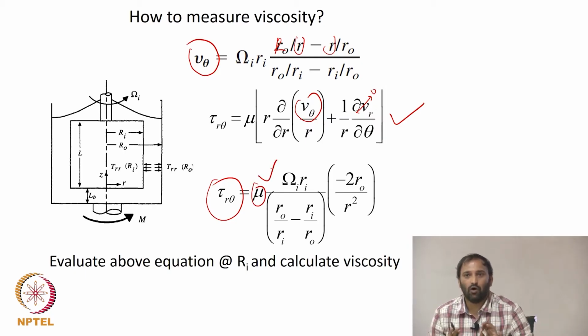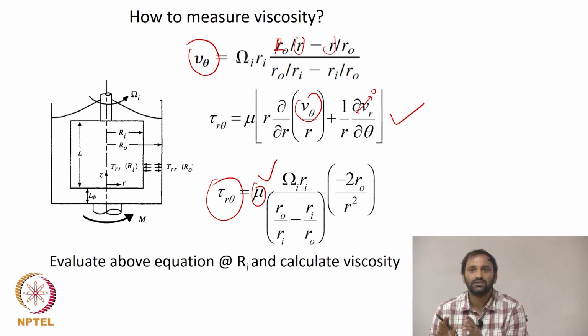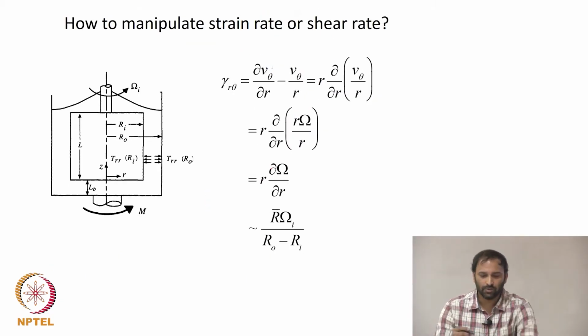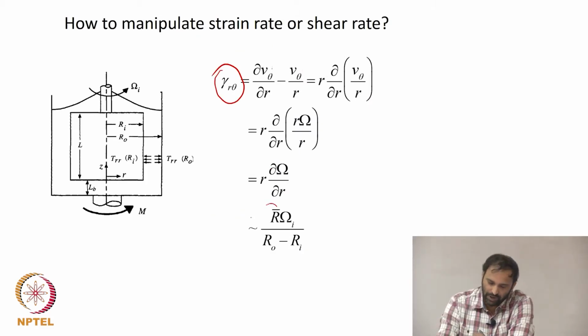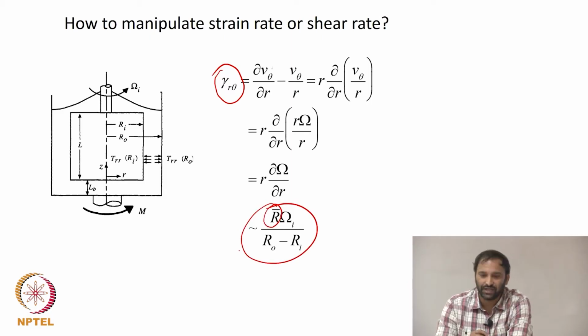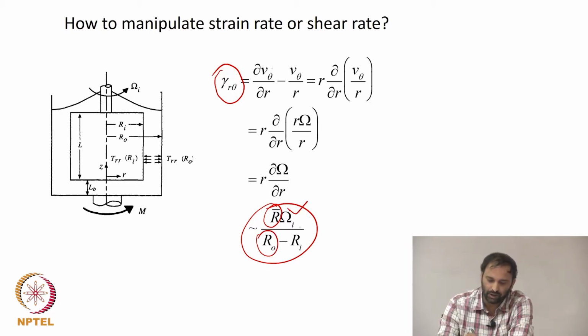All that is done in these devices is that there's some way of correlating the torque that the instrument measures into the shear stresses. If I know the shear stresses, I can back calculate what my viscosity is. Similarly, your shear rate would also depend on your average radius, the rotation speed, and the inner and outer cylinders.